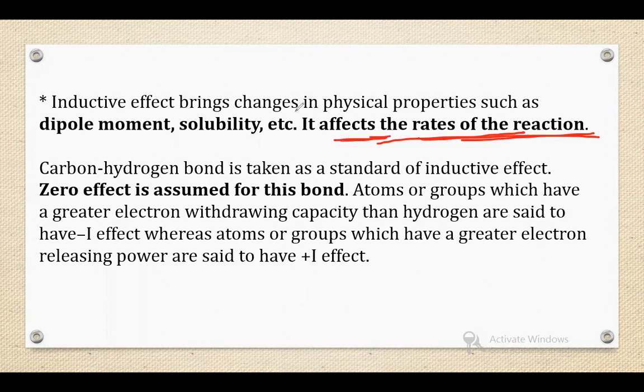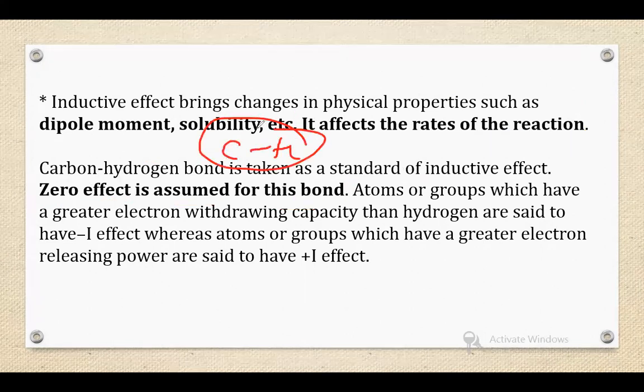Negative inductive effect or positive inductive effect can affect the rate of the reaction. The carbon hydrogen bond is taken as standard in inductive effect. So the CH bond is standard, and zero effect is assumed for this bond. For carbon and hydrogen, we assume that there is zero effect.